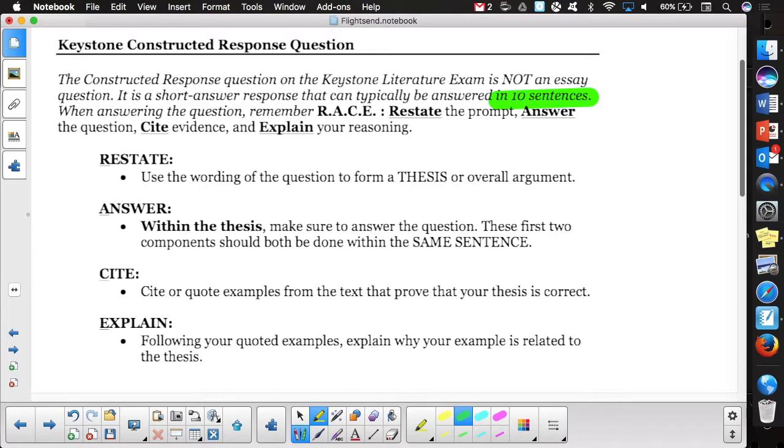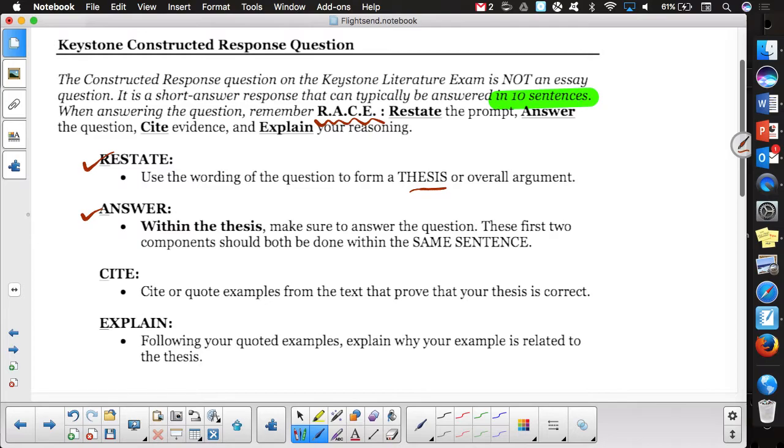I purposely started you with lengthier writing assignments, so when it comes to this Keystone response question, it's not all that bad. A lot of the elements that we used within those larger essays, you're still going to use within these. An acronym for you to keep in the back of your mind when you start a constructed response is going to be RACE. I don't want you to race toward the end and go through it super quick, but I want you to at least think that you're going to restate the wording of the question, restate it to make it your overall argument or your thesis, and within that same statement, you're going to answer the general question.